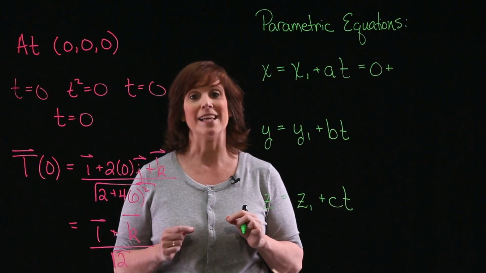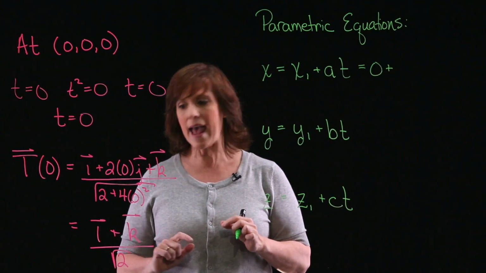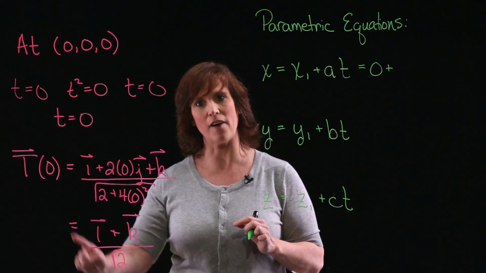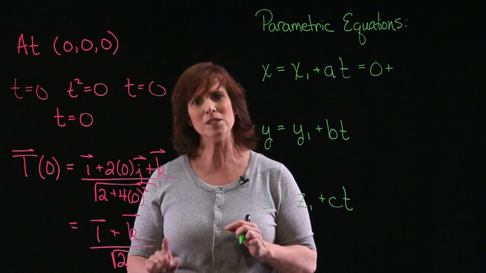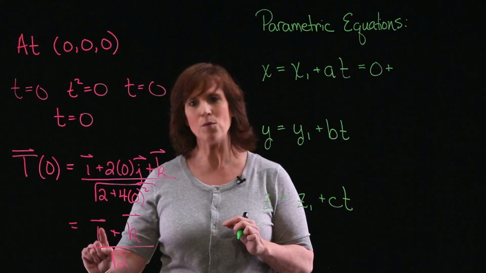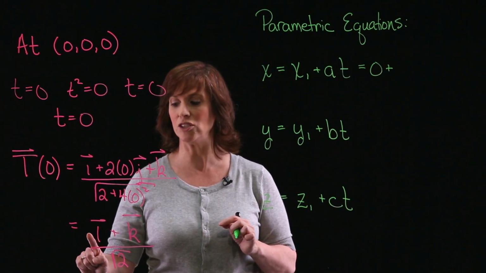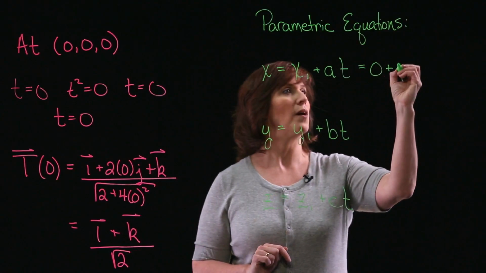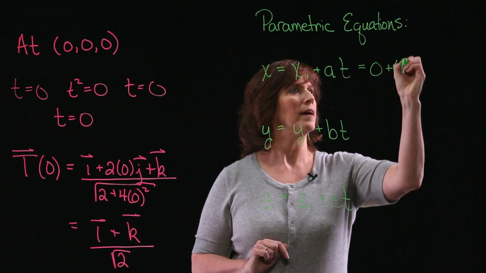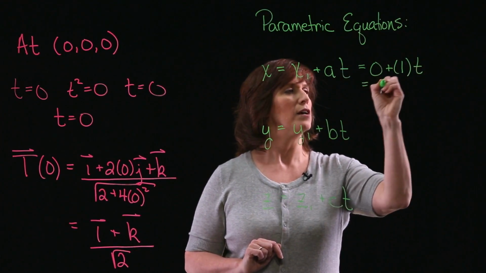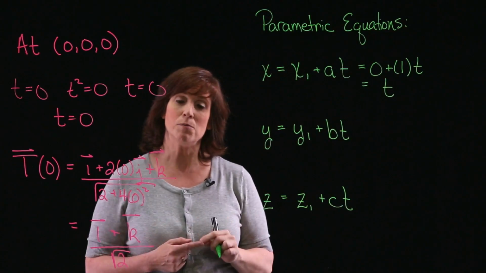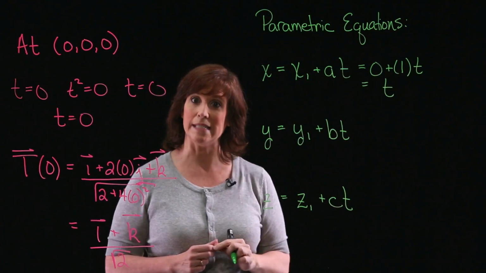a is going to represent the direction. Okay? And right here I have the direction of my tangent vector. This one's a unit vector, but notice I really only need the direction. I don't care in this case whether it's a unit or not. So I can just use a to be 1. So I'll have 1 times t. So my first parametric equation is x equals t.